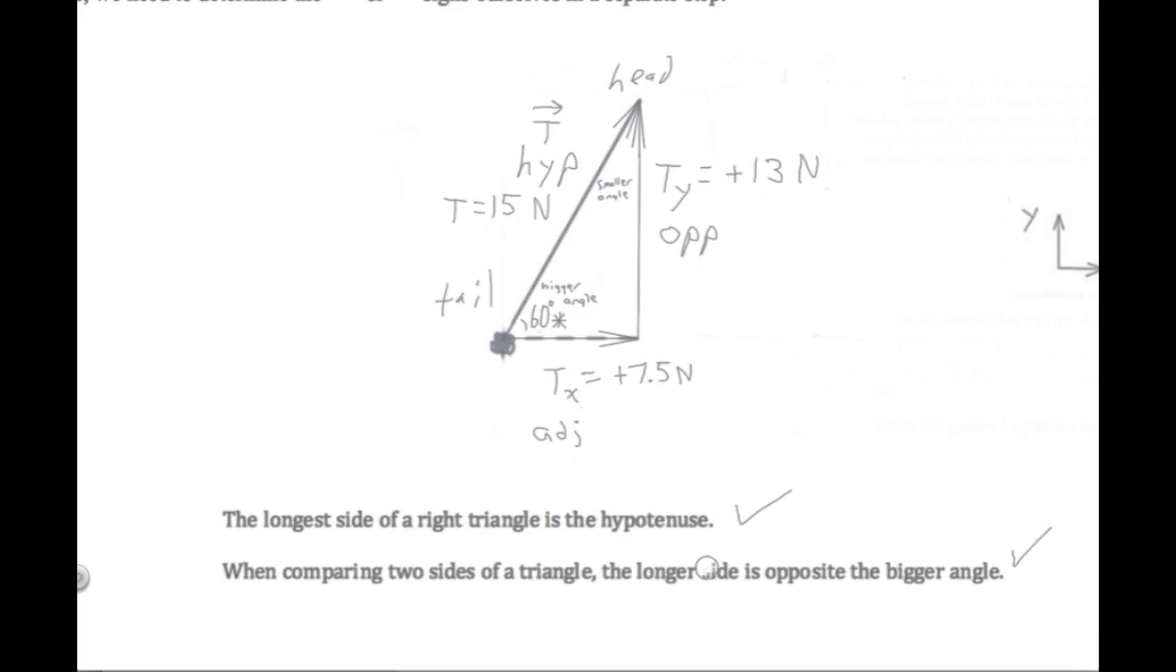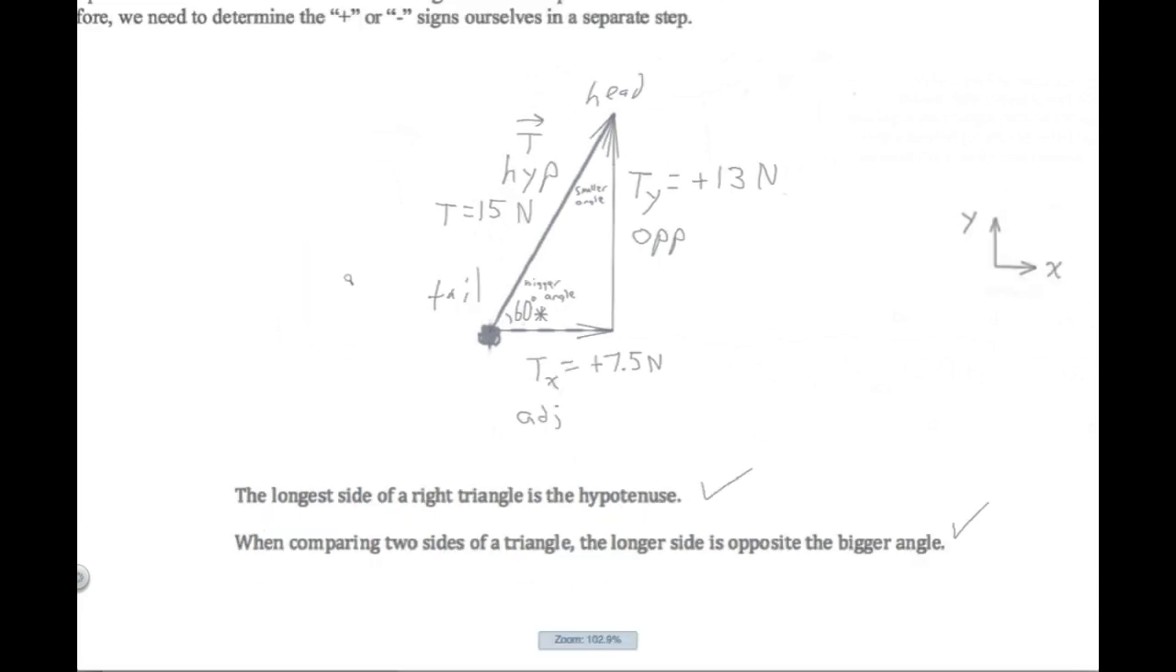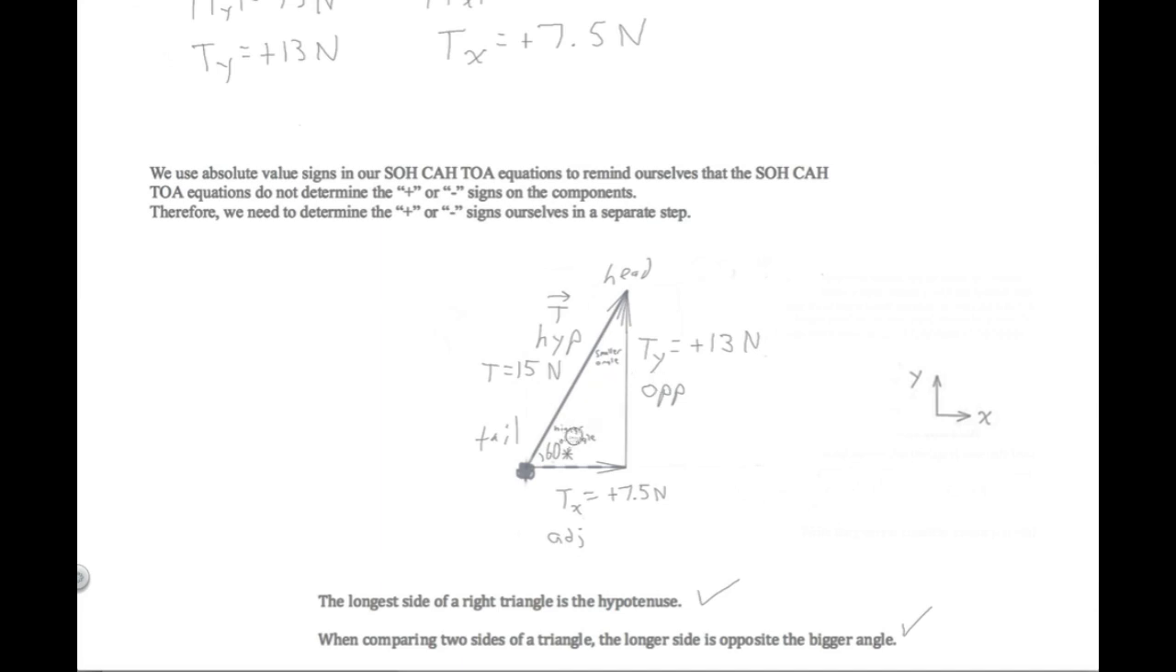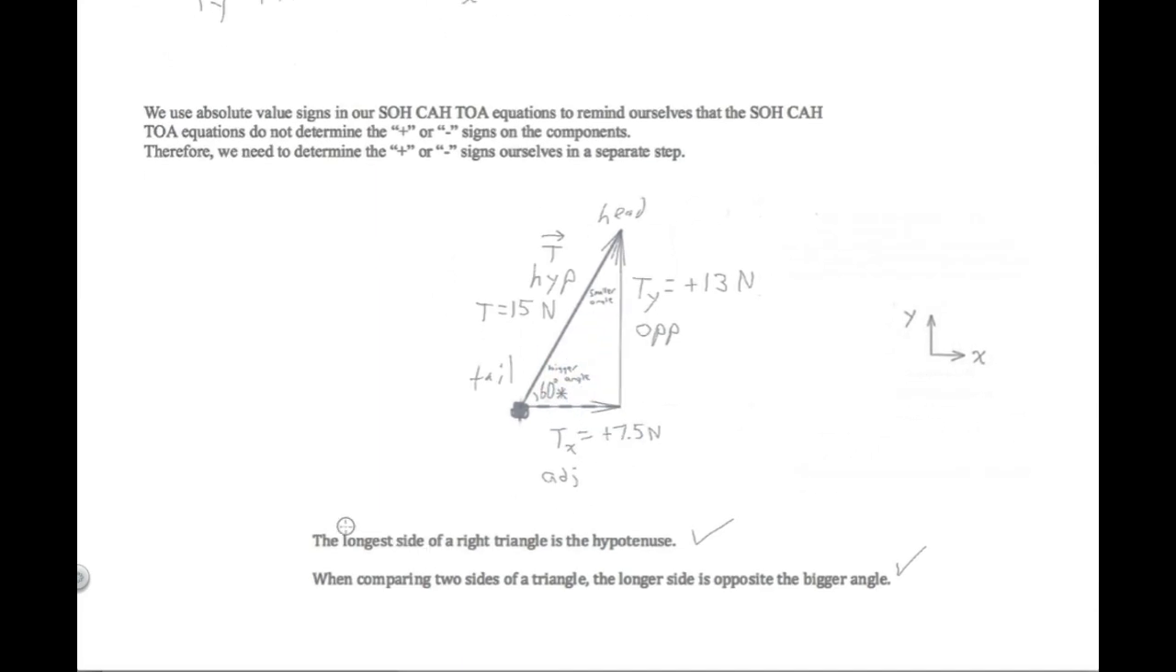If either of these two rules had not matched our results, then we would have known that we had made a mistake. And we would know to go back and look for what our mistake was in figuring out the components. After you finish breaking the vectors into components, you should build those results back into your right triangle so that you can use these two rules to check if you made a mistake. The longest side of a right triangle should be the hypotenuse, and longer sides in triangles are opposite bigger angles.